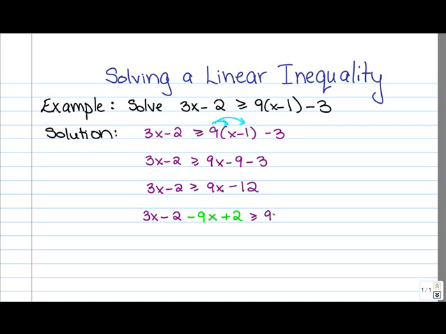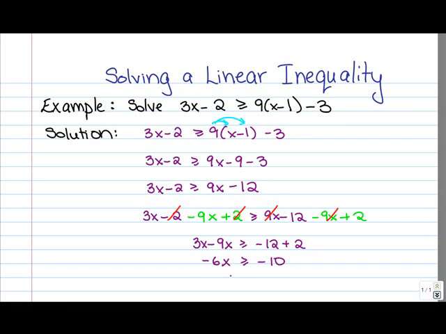Now, on the right-hand side, we've got the 9x minus 12, and again, what we're doing is subtracting 9x and adding 2, so we're doing the same thing to both sides. You can see that on the left, the minus 2 and the plus 2 cancel, and on the right, the 9x and the minus 9x cancel. So if we clean this up, we end up with 3x minus 9x on the left and minus 12 plus 2 on the right. Well, 3x minus 9x gives us minus 6x on the left, and negative 12 plus 2 gives us negative 10 on the right.